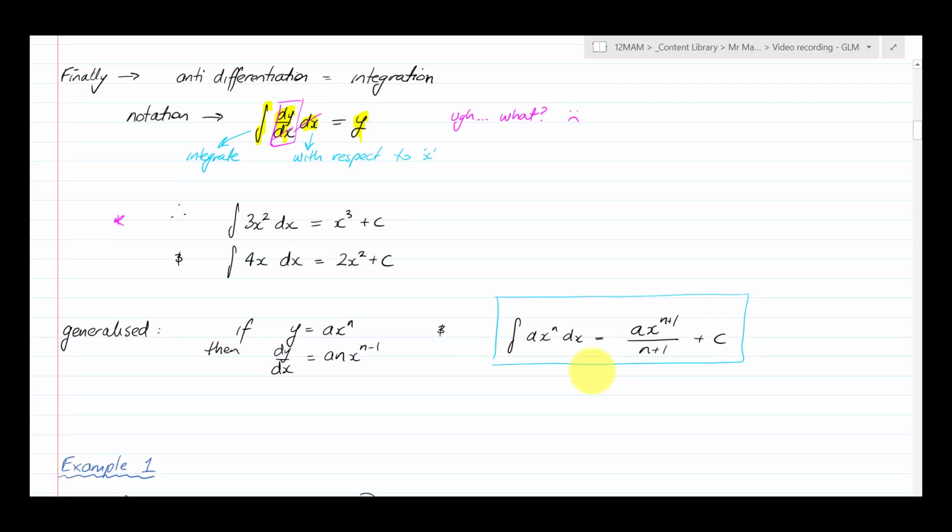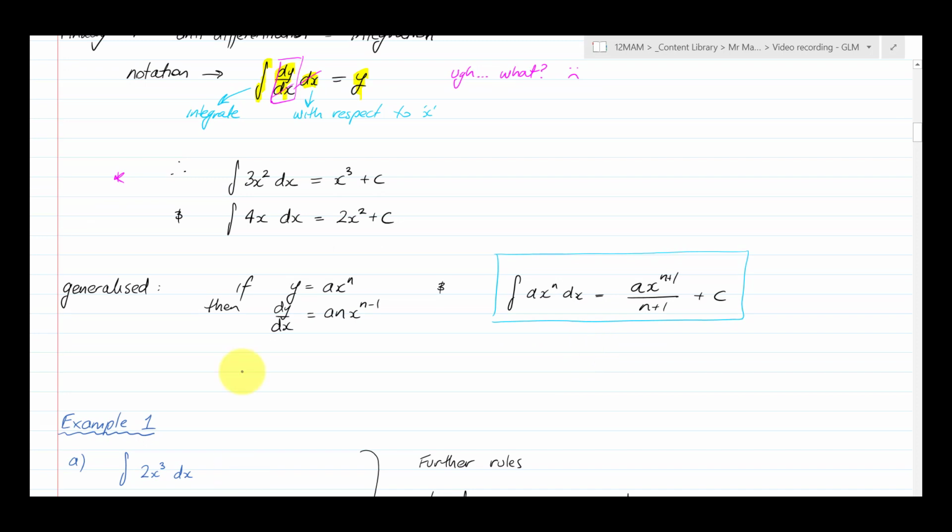But the generalization, for polynomials at least, is this. If y equals ax^n, ax to the power of n, then dy/dx equals anx to the power of n minus 1. We bring that power down, decrease the power by 1. And so therefore, the integral of ax to the power of n with respect to x is equal to ax to the power of n plus 1 over n plus 1, plus c. So if I was going from there to there, I increase the power by 1, and I have to divide through by the new power. It's the opposite to differentiating.